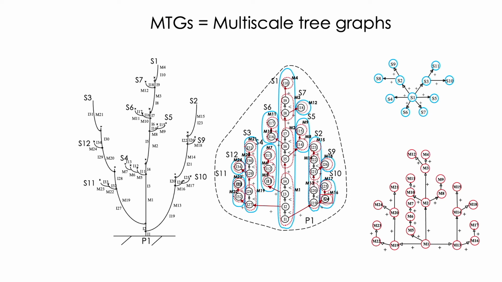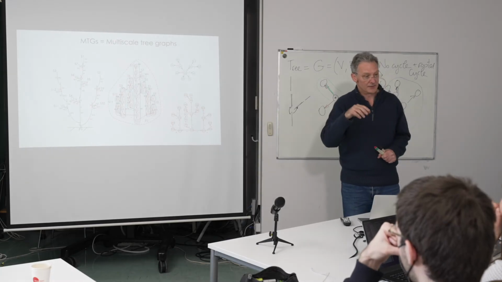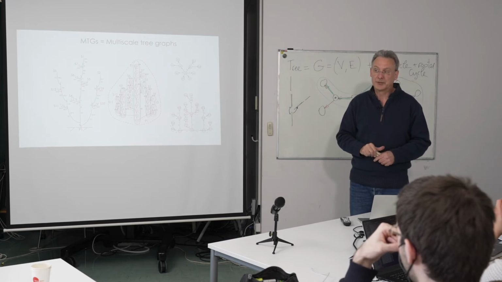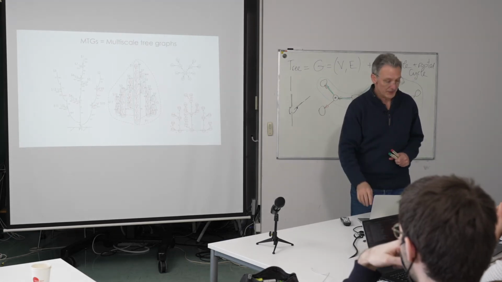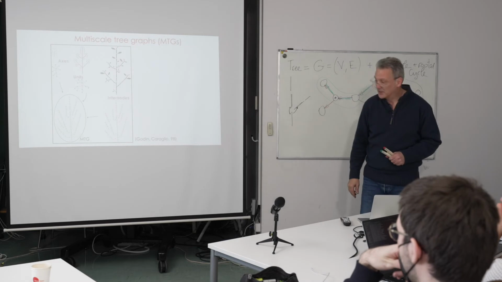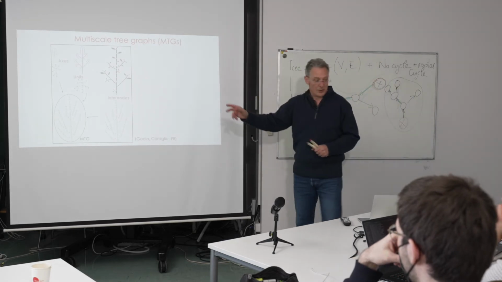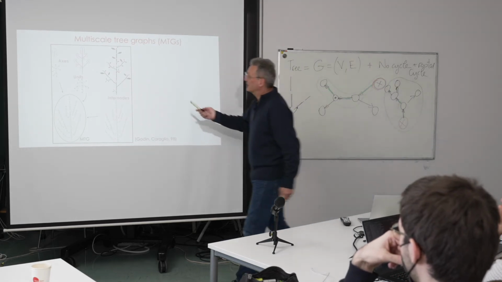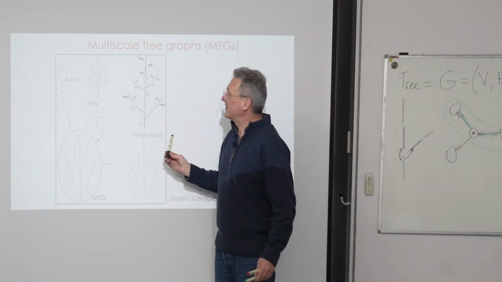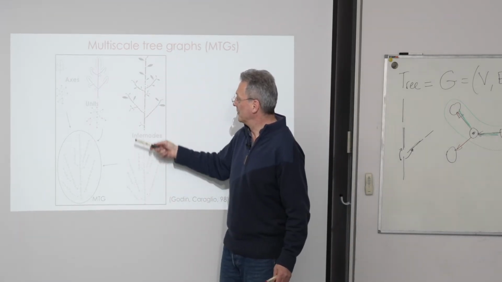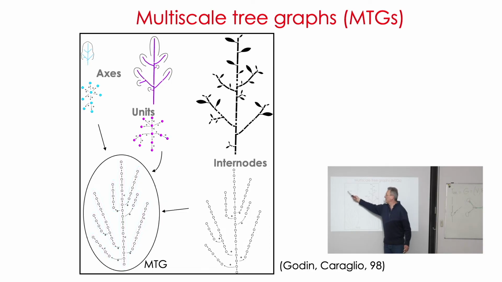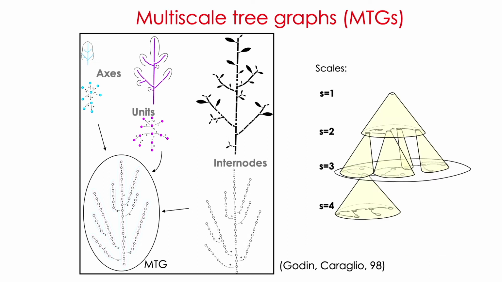It is possible to manipulate MTGs in LPy, but we won't do it in this training session. So this is a recap. Trees can be looked at different scales: internodes, units, axis, and you can gather every description on a single object that is called MTG, and that looks like a nested set of trees.